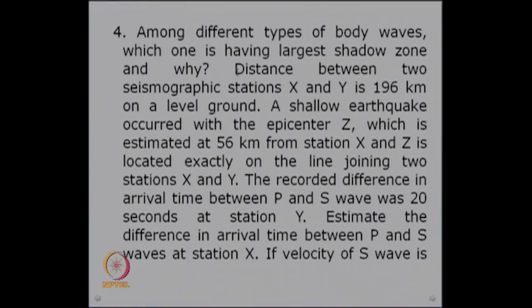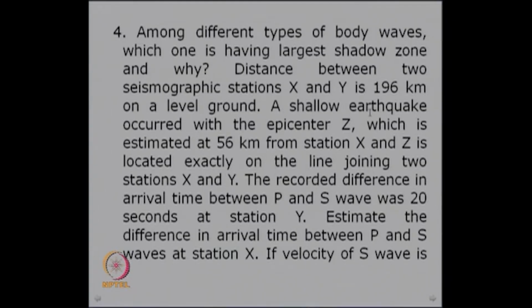Now, next part is a numerical problem. It asks that the distance between two seismographic stations X and Y is known, 196 kilometer on a level ground. This is a practical problem which can be used for epicentral location and the velocity determination for crustal velocity of P and S wave. How? Let us see.